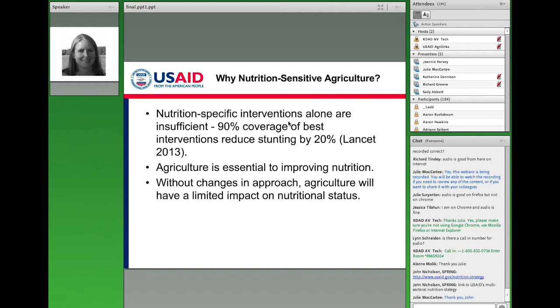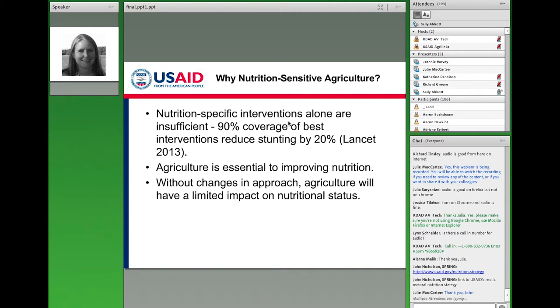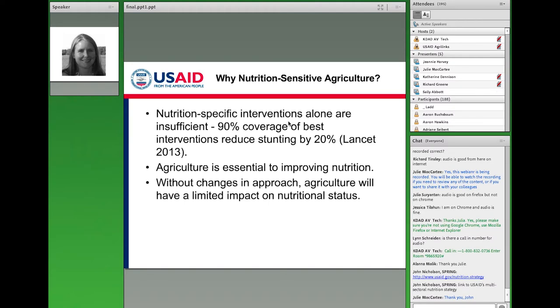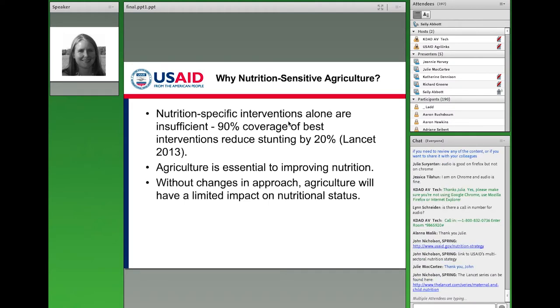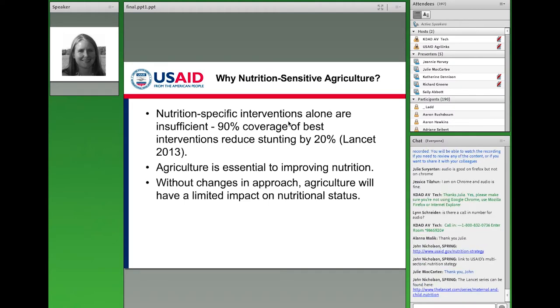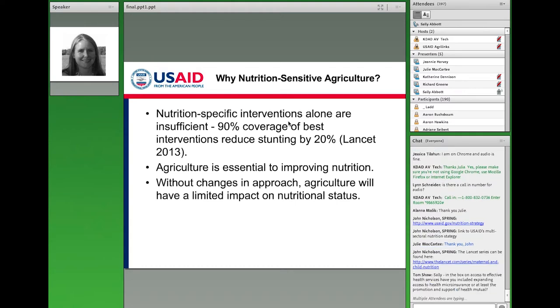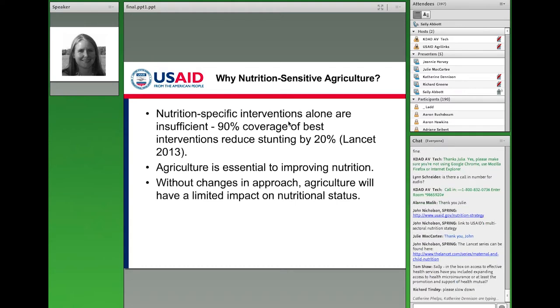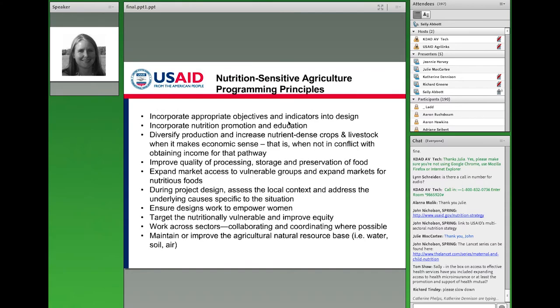We know that agriculture is essential for improving nutrition. We know that something like 70% of the world's poor and Feed the Future countries work in agriculture. And without changes in specifically trying to address nutrition, we won't see the changes that we think we can in nutritional status.